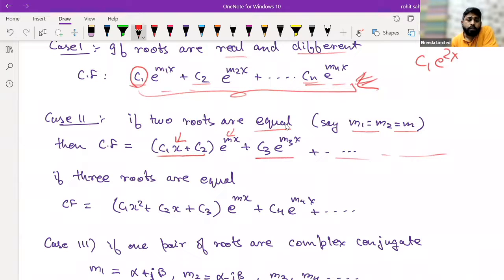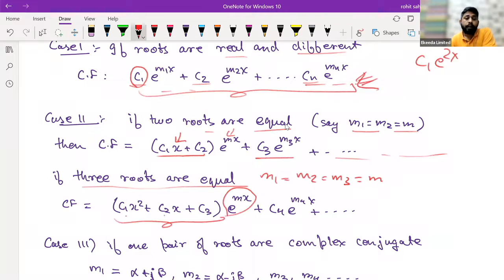Now there is a possibility that instead of two, three of the roots are equal. So अगर three roots equal निकल जाएंगे तो वही m1 equal to m2 equal to m3 equal to let's say m. So this will be e to the power of mx, और इसके साथ अब आपके second order आ जाएगा c1x square, c2x and c3, like that, and so on. Like afterwards जो भी terms चल रहे थे वो वैसा वैसा चलता रहेगा.